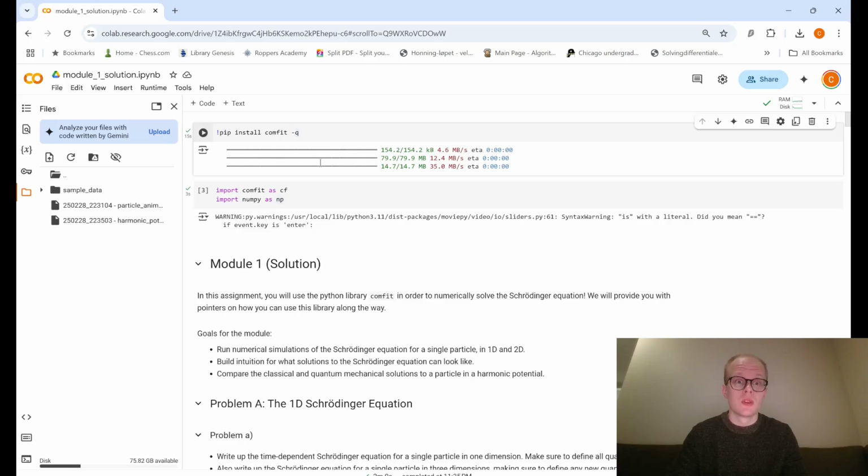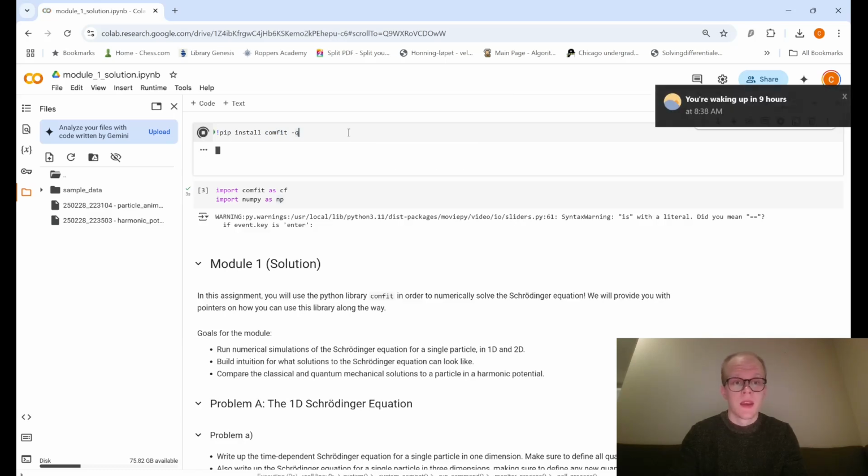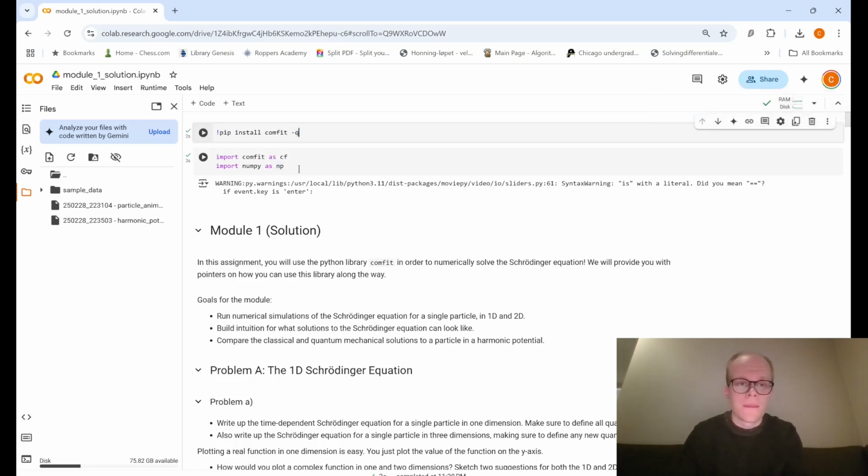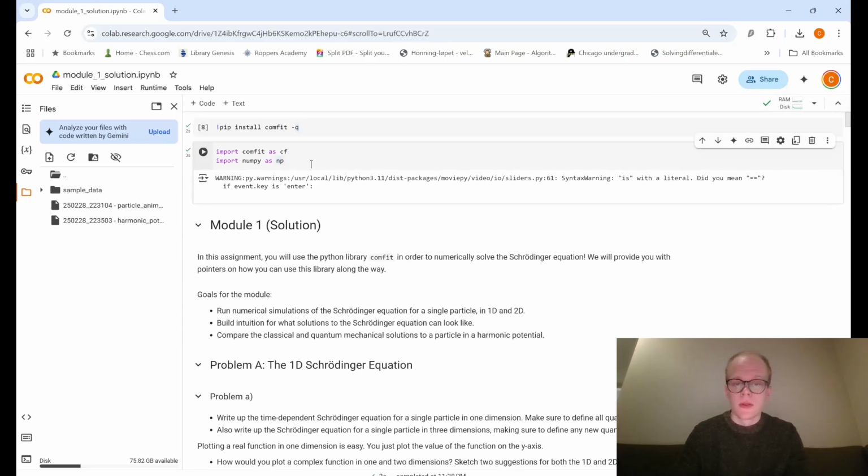Every time you start up a Colab notebook, you might have to install some Python packages if they're not built into Colab. So, for instance, we will be using ComFiT to run quantum mechanical simulations. So, the first thing I do when I start up this notebook is I run this. I already ran it, so it will be quick for me, but for you, it might take a couple of seconds. All right, so let's get started.